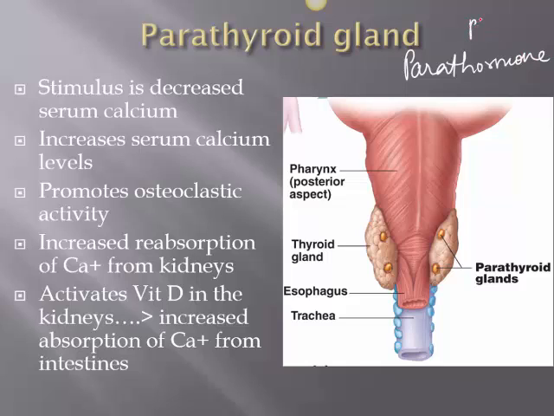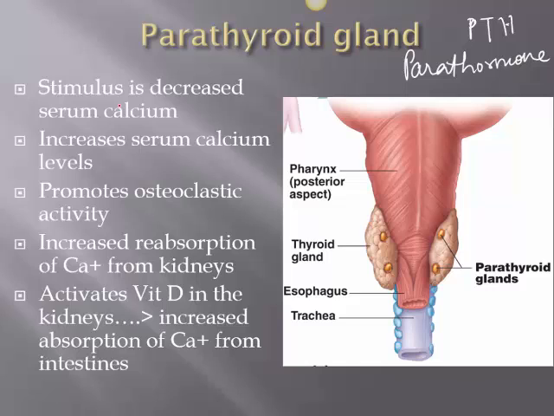Parathormone, or parathyroid hormone, is usually written as PTH. Its function is to increase serum calcium. So it's exactly the opposite. Therefore, this hormone will be released when the serum calcium levels are low. So the stimulus is decreased serum calcium.